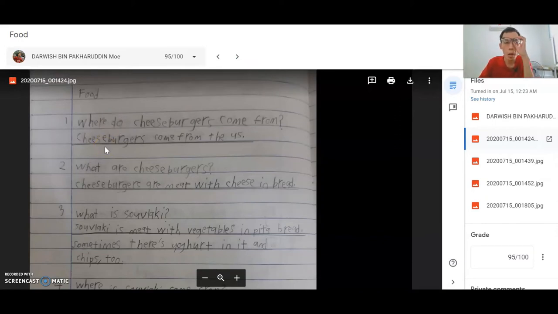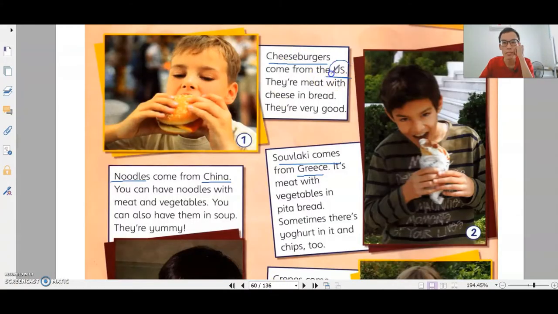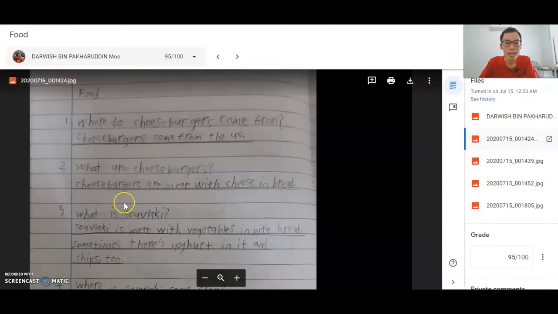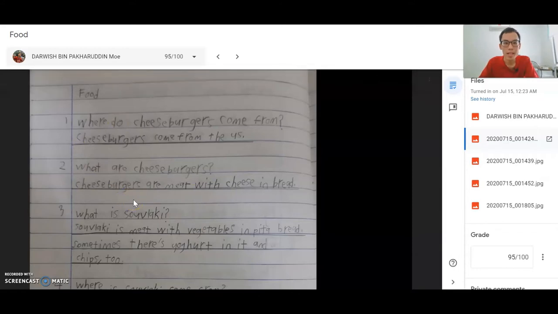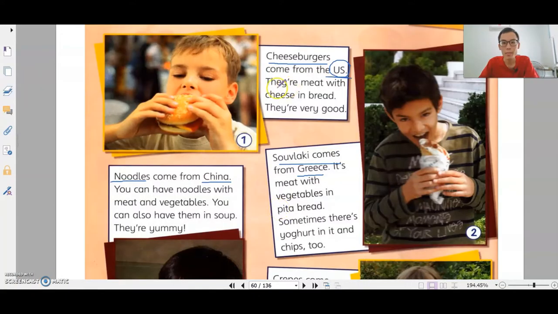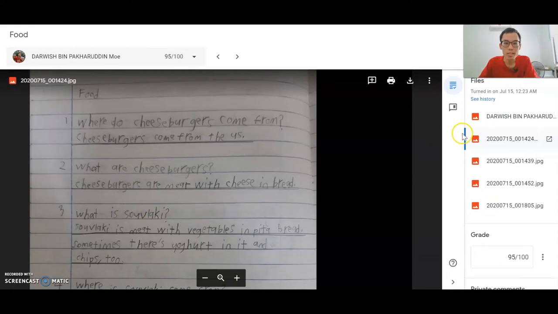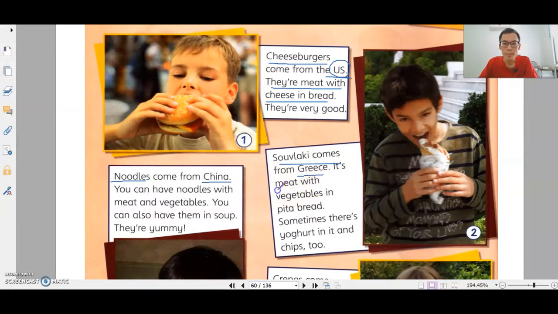Okay, question one, where do cheeseburgers come from? They come from the US, right? They are from the US. Question two, what are cheeseburgers? Cheeseburgers are meat with cheese in bread, right? Next question, what is souvlaki? Souvlaki is meat with vegetables in pita bread, right? Meat with vegetables in pita bread.